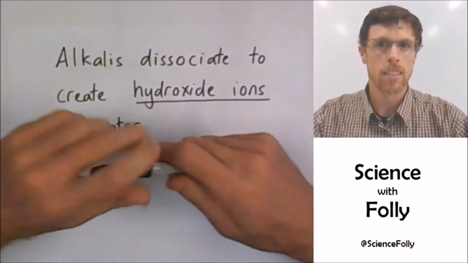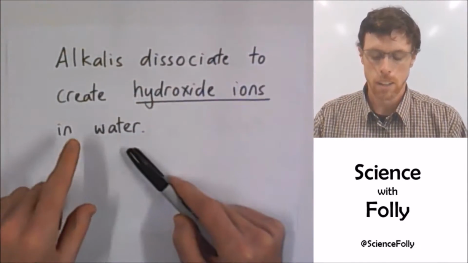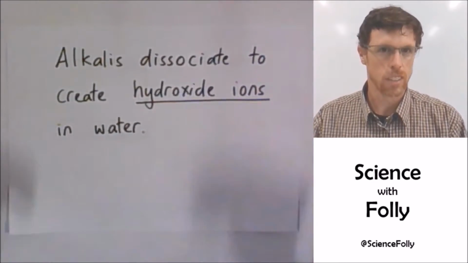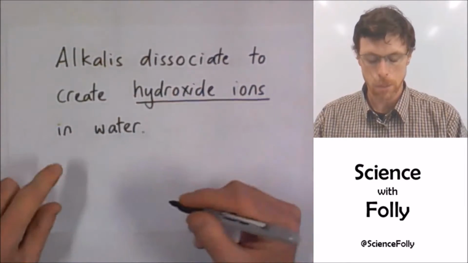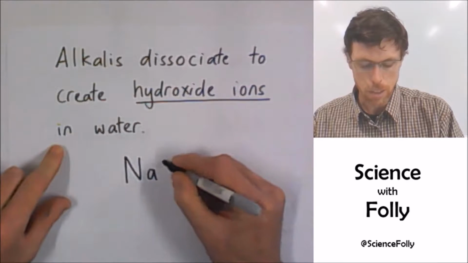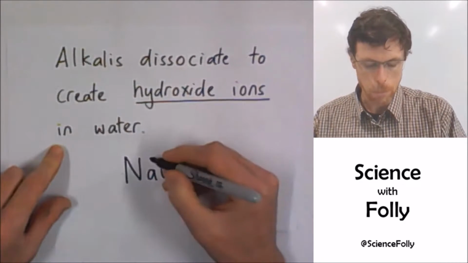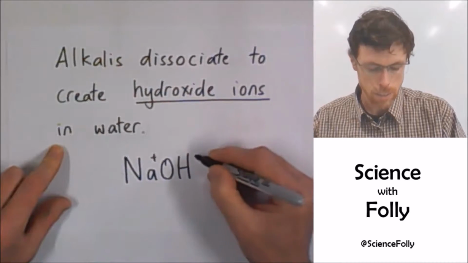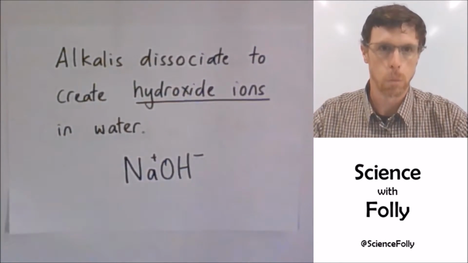And alkalis dissociate in water to release or create hydroxide ions. A common alkali that we use in the lab is sodium hydroxide. It breaks apart to release sodium ions and hydroxide ions in water.